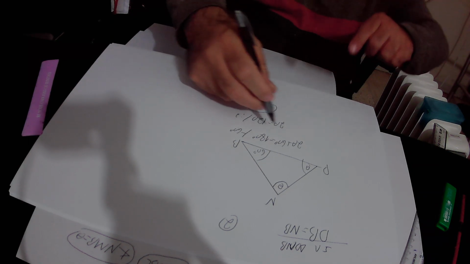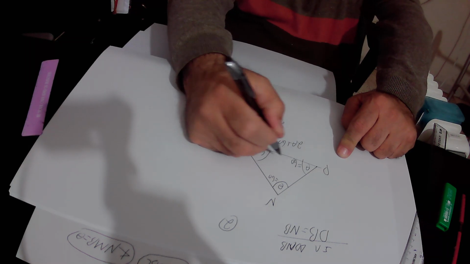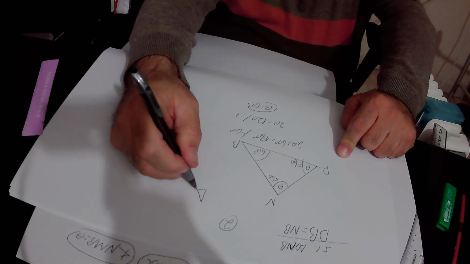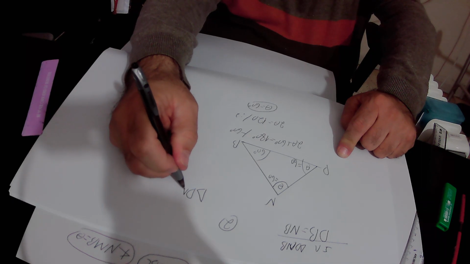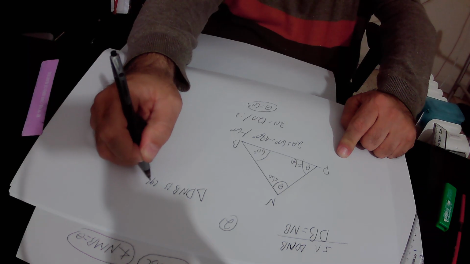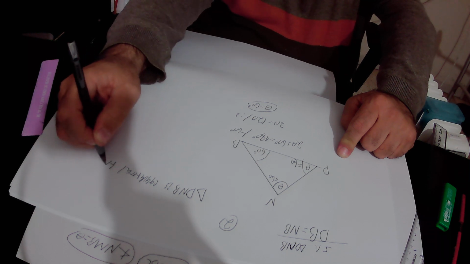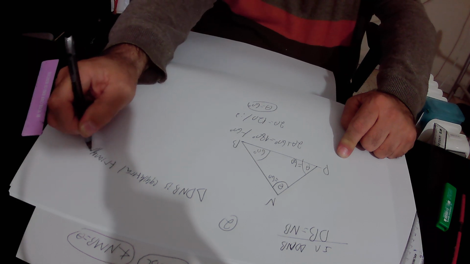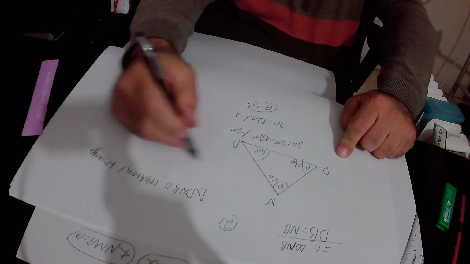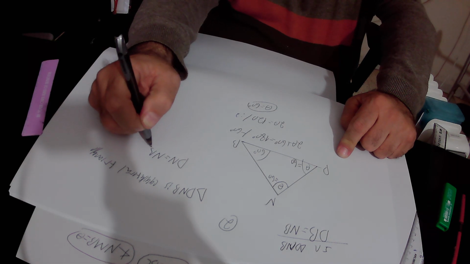So those two angles are both equal to 60 degrees. That is to say, triangle DNB is an equilateral triangle. I'll write it down. Triangle DNB is an equilateral triangle. That is to say, all of its sides are equal to each other. DN is equal to NB is equal to DB.